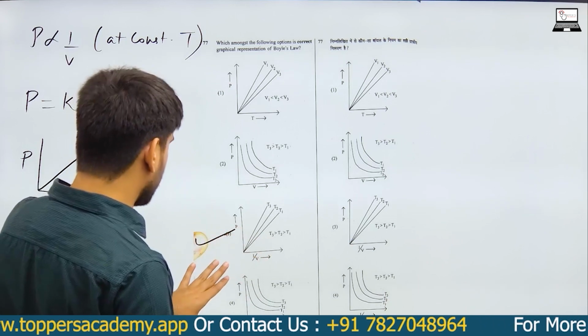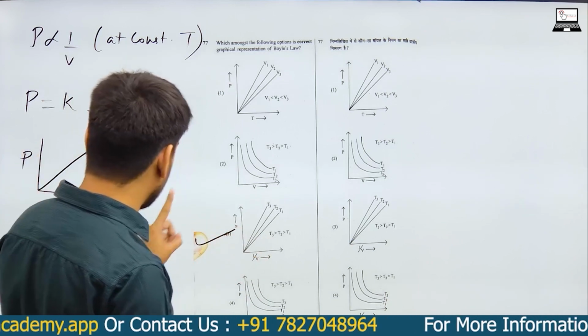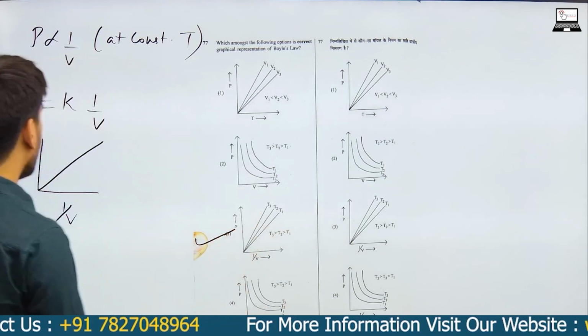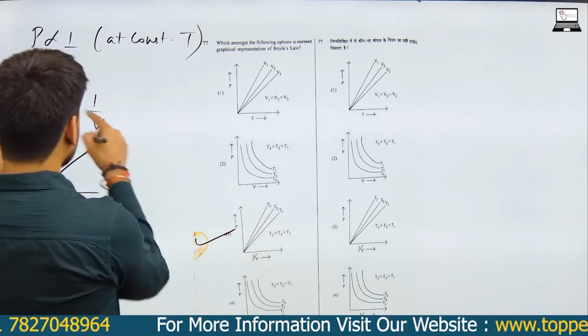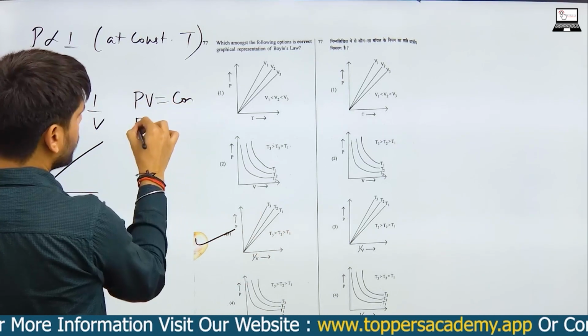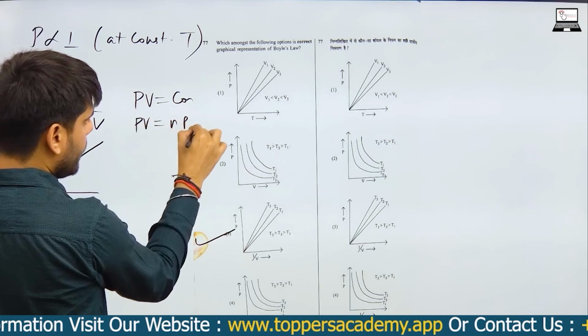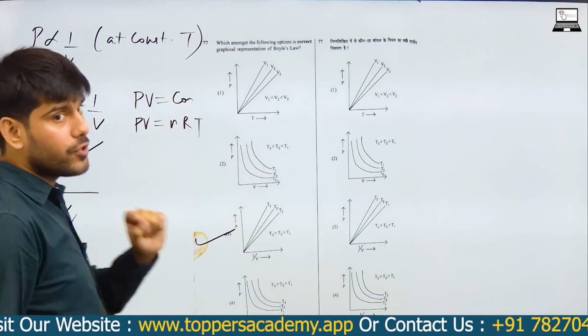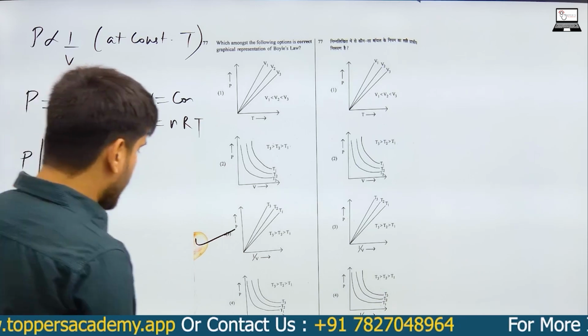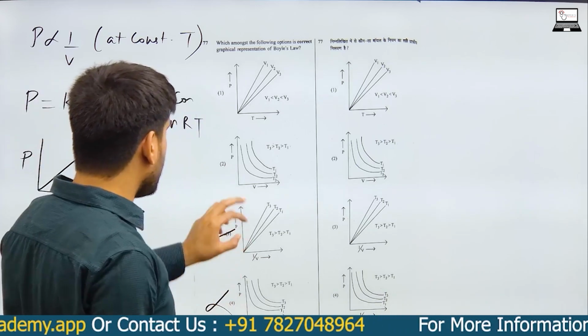Third is correct because of P and 1 by V, and T3 is greater than T2 is greater than T1. Absolutely correct. Why? Because we know that PV is equal to constant, and we can also say that PV is equal to nRT. So can I say it is directly proportional to T? By that logic also, this is correct. And so D is wrong. Fourth cannot be the answer.